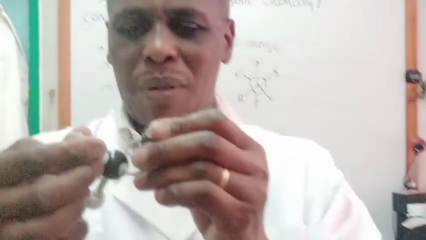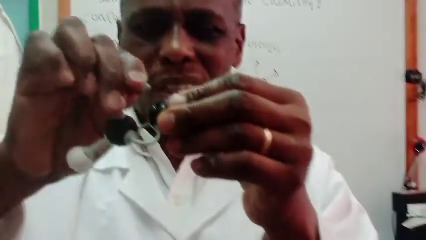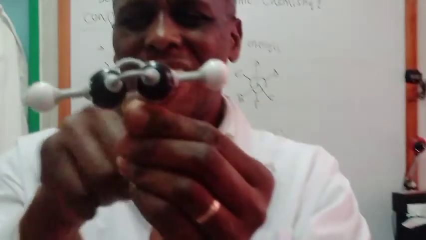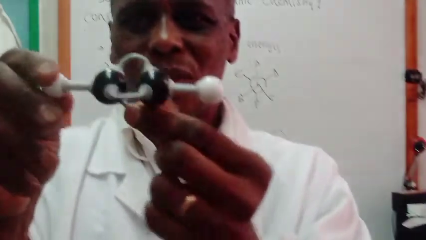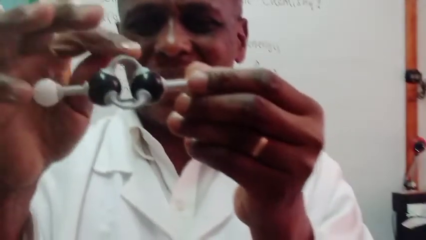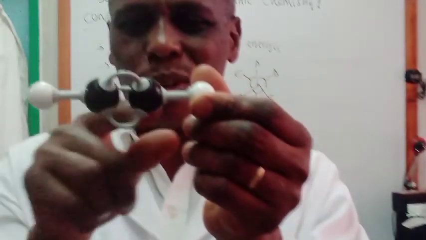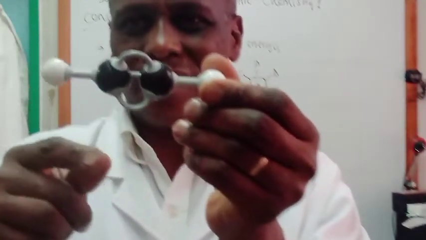If I'm going to put a triple bond, then suddenly the remaining atoms on the hydrogen become flat. So this is linear. This is said to be a triple bond. The bond angles are 180 degrees.